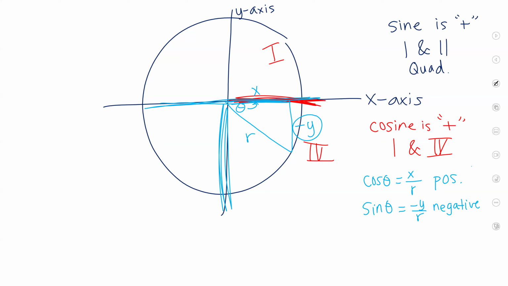And since you have a positive for cosine and a negative for sine, that means your tangent is negative. Okay? So I want you to think about, where is sine positive? Where is cosine positive? Where is tangent positive? I'm going to pause here for you to think about it.